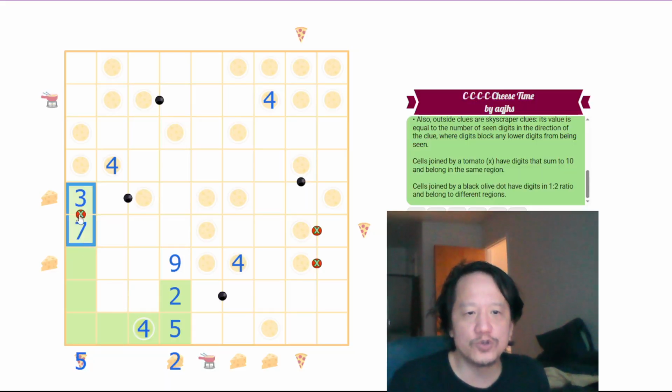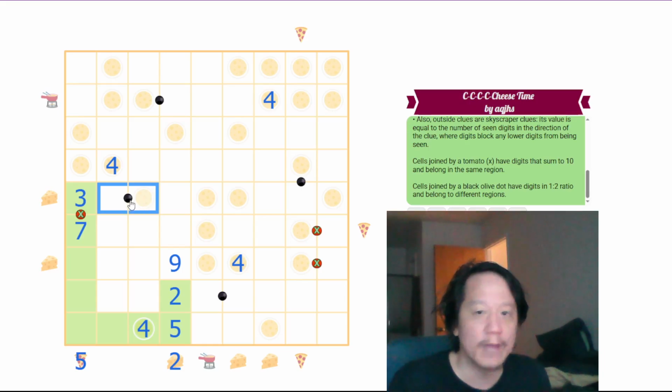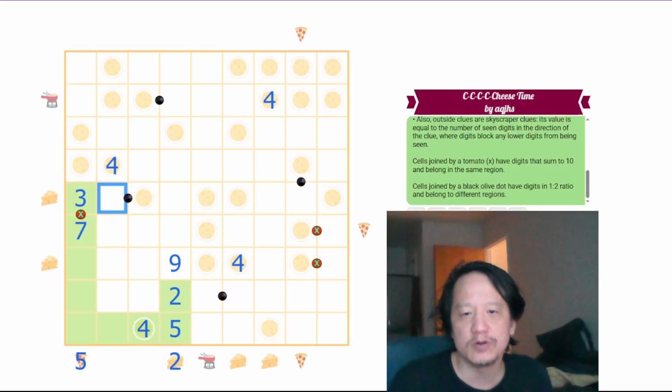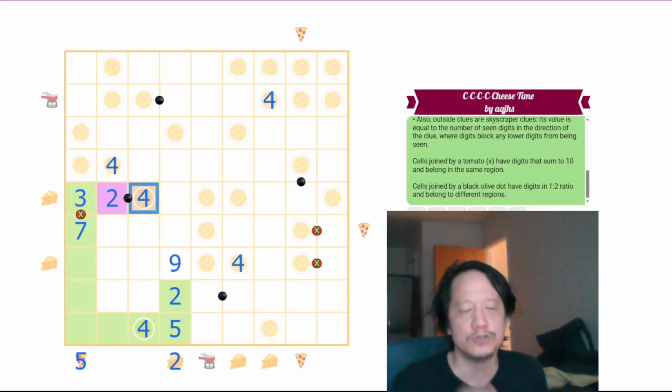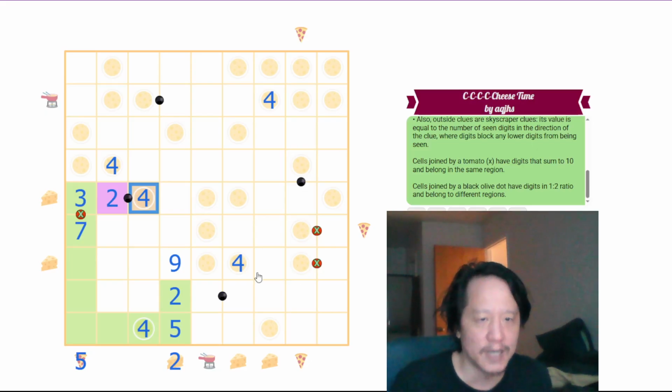Also, cells joined by a black olive dot have digits in a 1:2 ratio and belong to different regions. So this must be part of one region here, but this would be part of a different region here because they are joined by a black dot. And if we had a 2 here, say, then this would have to be 1 or 4 to maintain the 1:2 ratio between the dots.